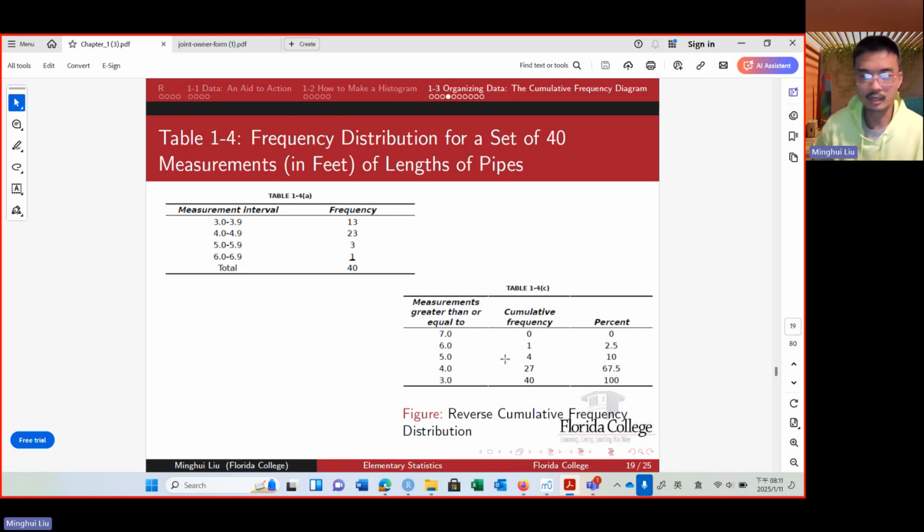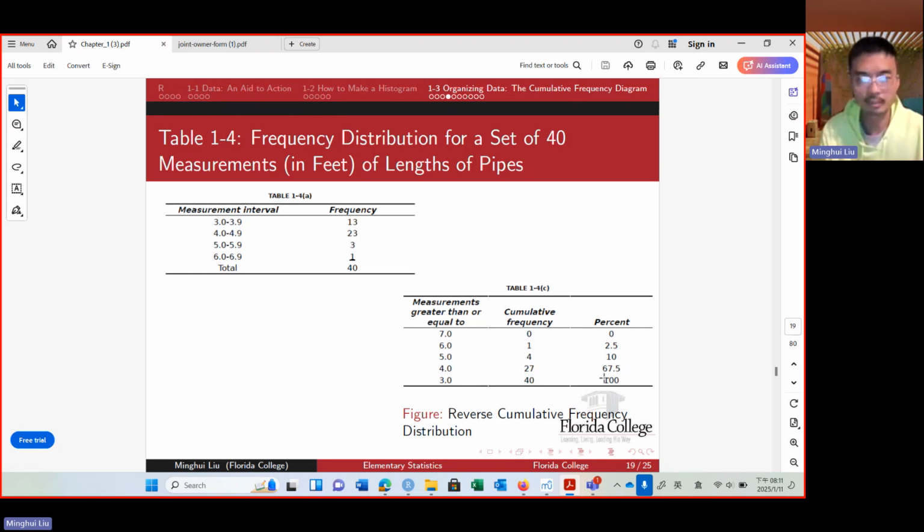And then how many measurements are greater than or equal to 6? That would be the only one. So that's 1, which is 2.5%. How many are greater than or equal to 5? That's this 1 plus 3 in both groups. So that's 4, which is 10%. And then how many are greater than or equal to 4? That would be all these 3 numbers added together. That's 27, so it's 67.5%. Finally, how many are greater than or equal to 3? That's everyone. So that's all 40 of them, or 100%.